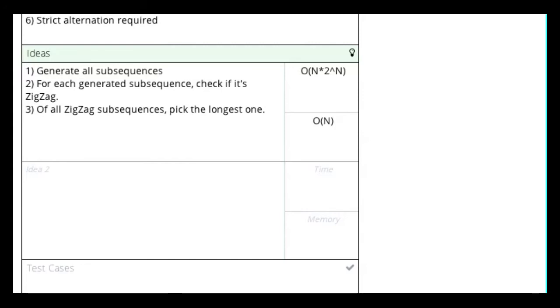So would that approach be practical given the problem's constraints? Well, the input sequences can get quite long, as we saw in the constraint section. At 50 numbers, we'll need to generate 2 to the power of 50 subsequences. And this is a pretty huge number and would take hours or days to compute. So we need a more efficient solution. But how can we come up with it?